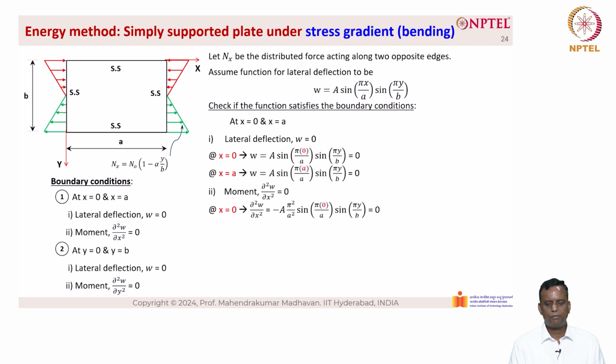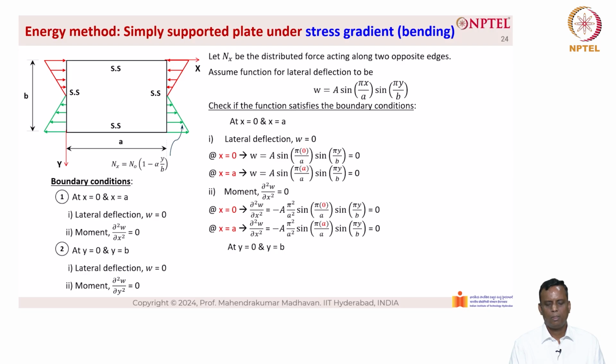Similarly, when we differentiate it twice, again it is a function of sine. So, we have ∂²W/∂x² equal to minus A into π²/a² into sin(π·0/a) into sin(πy/b), which again is equal to 0. So, when we substitute at x equal to a, we have minus A into π²/a² into sin(πa/a) into sin(πy/b), which again equal to 0 because sin π equal to 0.